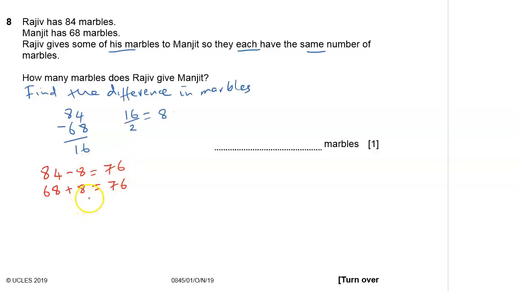When Majid receives 8 marbles from Rajiv, he's now got 76 marbles. And therefore, how many marbles does Rajiv give to Majid? And the answer is 8.